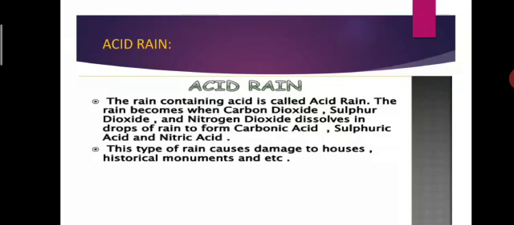The rain becomes acidic when carbon dioxide, sulfur dioxide and nitrogen dioxide dissolve in drops of rain to form carbonic acid, sulfuric acid and nitric acid. This type of rain causes damage to houses, historical monuments and trees also. Okay. So what is acid rain? The rain which contains a higher level of acid is called acid rain. And in acid rain, which gases are responsible? Sulfur dioxide, nitrogen dioxide, or carbon dioxide. They are all the gases which come in the form of acid rain.